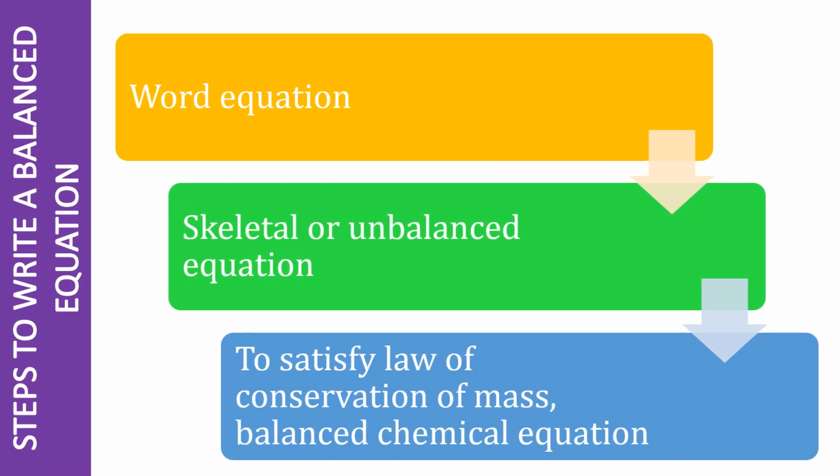To summarize what we have learned so far, first we write the word equation, then we write the skeletal or unbalanced equation. To satisfy the law of conservation of mass, we need to balance the chemical equation. Now let's look at another example on representing the chemical reaction between zinc and sulfuric acid.